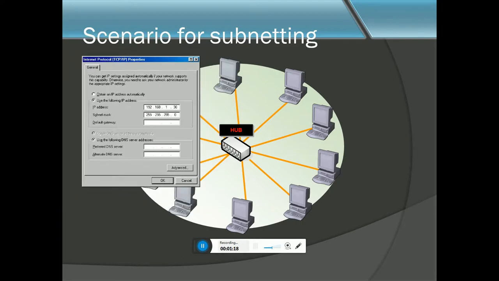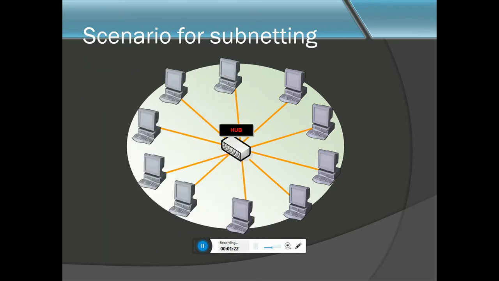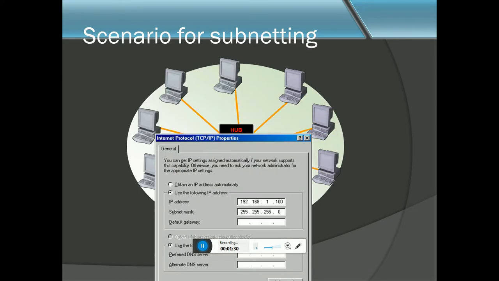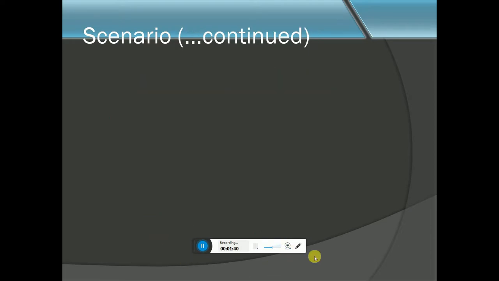The addresses are 1.10, 1.20, 1.30, 1.40, 1.50, 1.60, 1.70, 1.80, 1.90, 1.100. This is the distance status: the 10 systems are connected. The scenario continues.